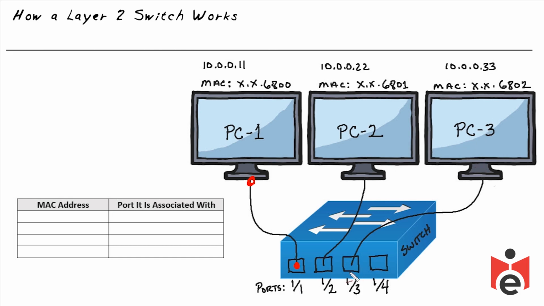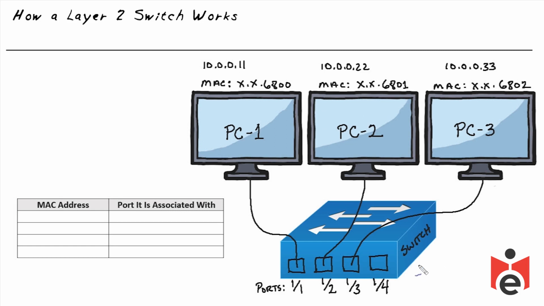Also, for this topology, I've assigned each of the PCs a network layer address, and that's these top numbers. PC 1 can be reached at 10.0.0.11, PC 2 at 10.0.0.22, and PC 3 at 10.0.0.33. I've also included the layer 2 MAC address, or at least a portion of it, for each of the computers. Because it's 12 digits long, I thought I'd just go ahead and put an x.x for the first 8 characters, and then write out the last 4 digits, which I've done here. So PC 1's MAC address, its layer 2 address, ends in 6800, PC 2 ends in 6801, and PC 3 ends in 6802.